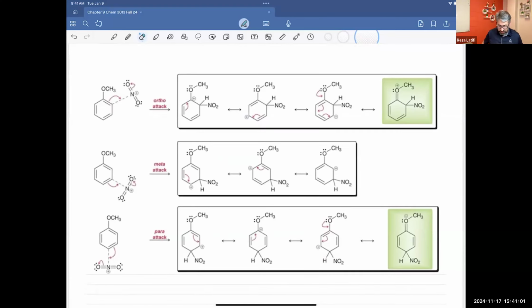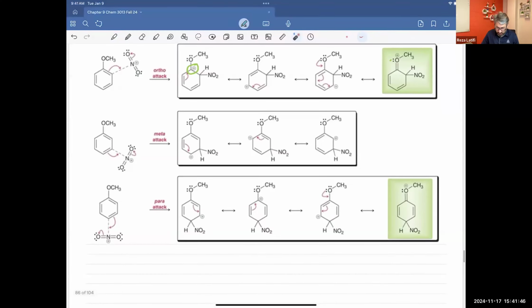Okay, again, we have NO2. NO2 can be added to the ortho position. If we add it to the ortho position, we'll have a positive charge on the carbon where we have the CH3 there. Now this one very soon can stabilize the positive charge through sharing a lone pair with the ring. If you share a lone pair with the ring, then that positive charge will be sitting on oxygen. Now the ring has no charge, it got neutral, so that's going to be stable.